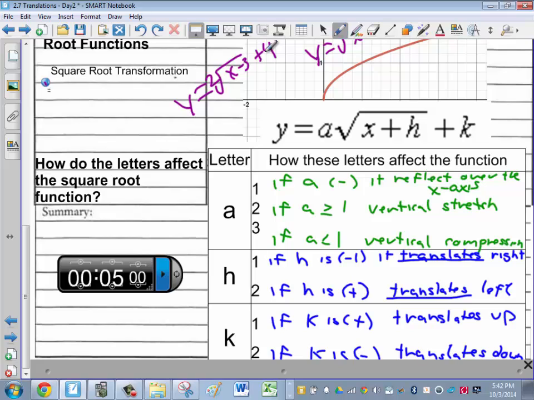So we'll work with more of those in class, but this is it. This is the notes right here.